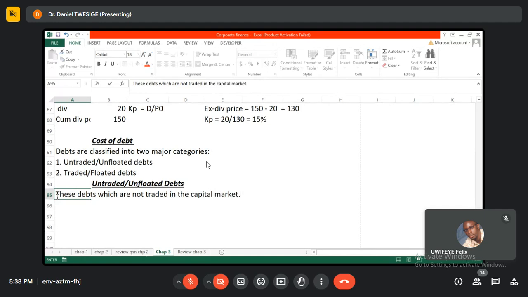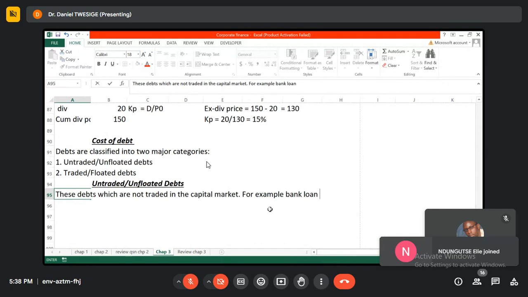For example, here we have the bank loan. A bank loan, we don't float it on the market. It's just under OTC, or they are traded under OTC. They are negotiable. OTC meaning over the counter. They are traded over the counter. So these are negotiable instruments.